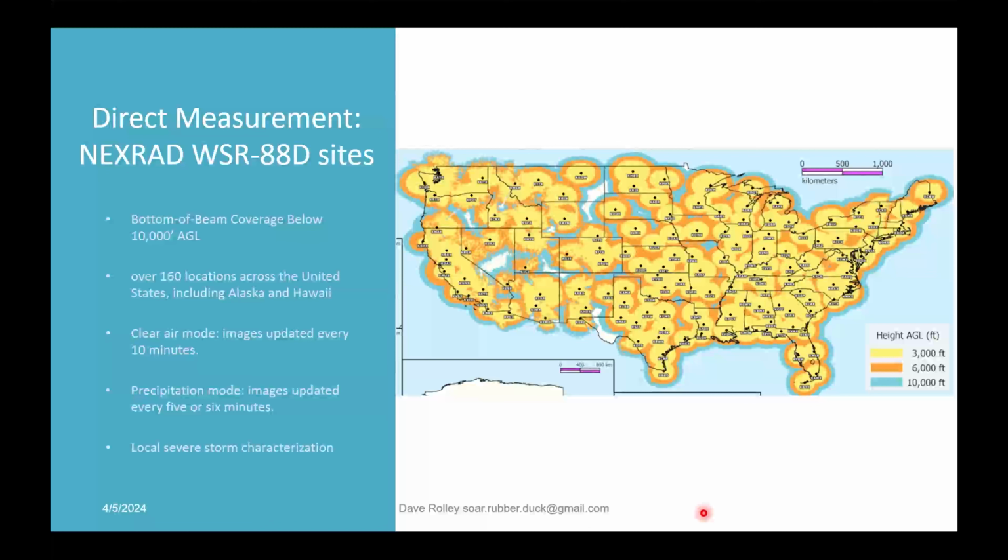If there's no precipitation, then in clear mode, the images are updated once every 10 minutes. If there is precipitation that they're tracking and the possibility that they're tracking storms, then the images are updated every 5 to 6 minutes. The real thing that these radars do is they give the forecasters, the weather experts, a method by which they can characterize severe storms.